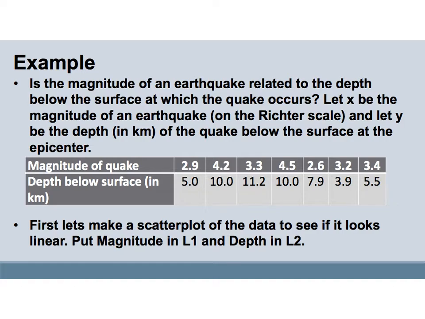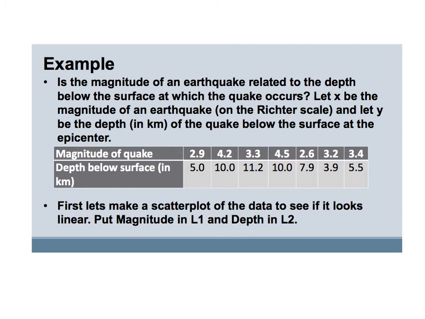Okay, the second example had to do with earthquakes. Is the magnitude of an earthquake related to the depth below the surface at which the earthquake occurs? That's a reasonable question. So they got some data. They let X be the magnitude of the quake on the Richter scale and Y be the depth in kilometers of the quake below the surface at the epicenter. And they got this data.